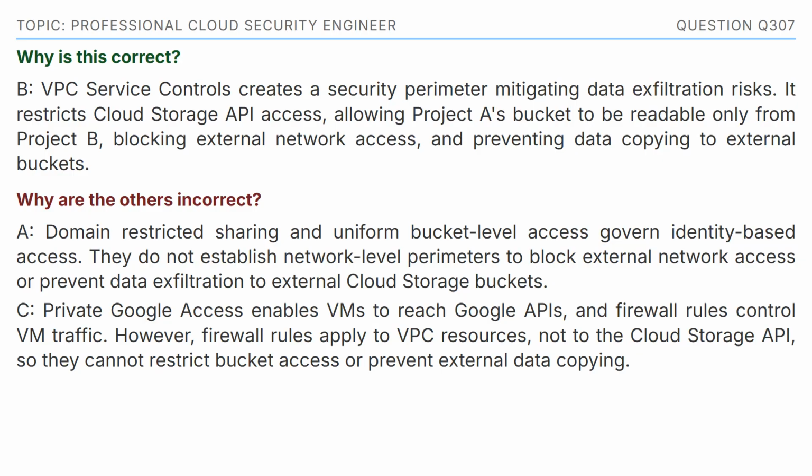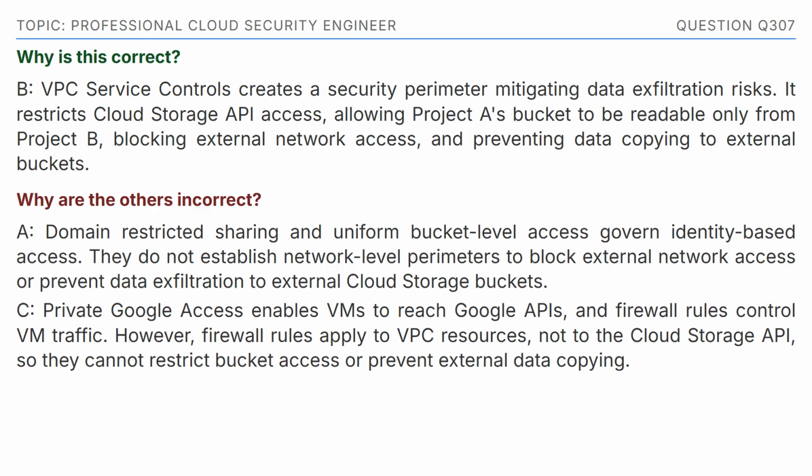Why are the others incorrect? A. Domain-restricted sharing and uniform bucket-level access govern identity-based access. They do not establish network-level perimeters to block external network access or prevent data exfiltration to external cloud storage buckets.